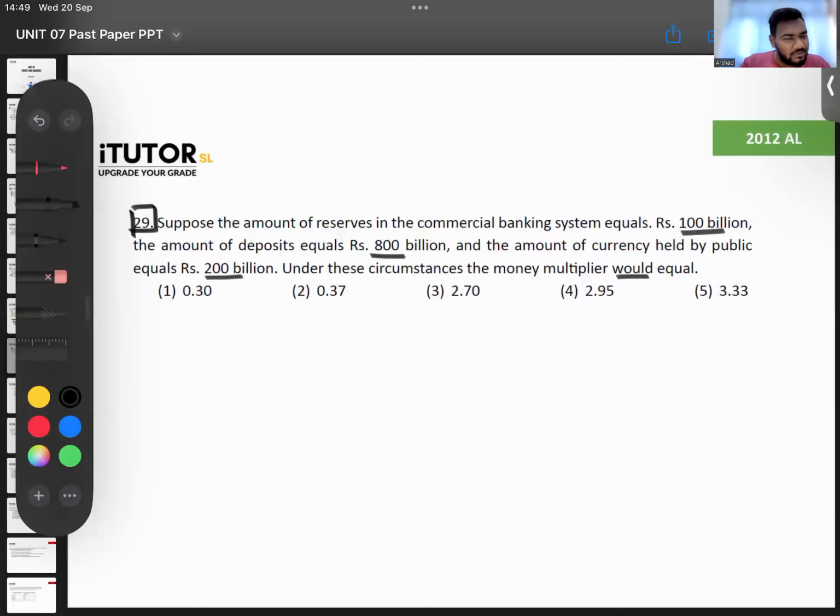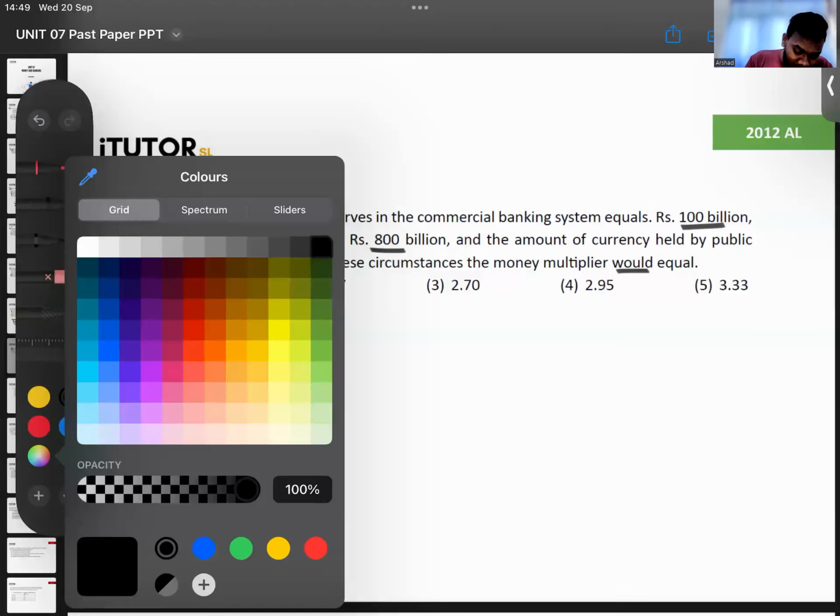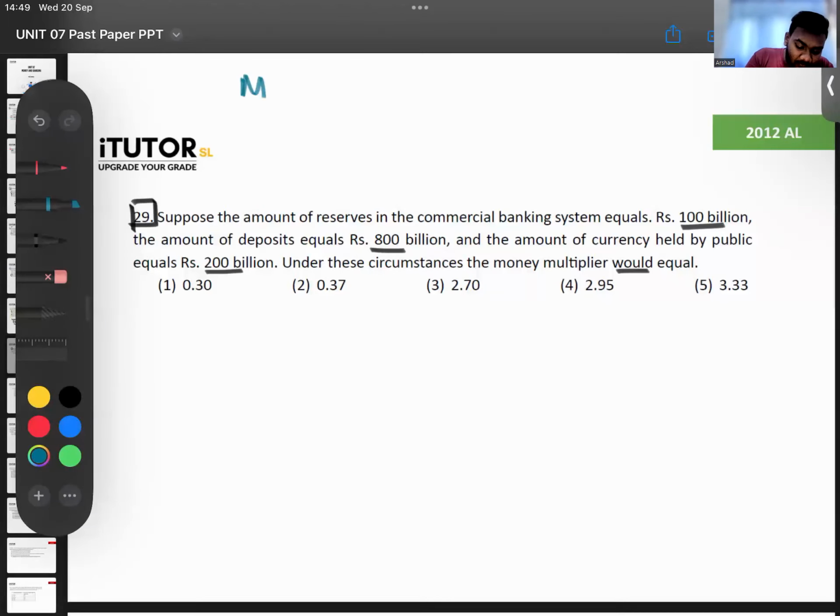Money multiplier and deposit multiplier are two different things. Deposit multiplier is 1 divided by SRR. How do you calculate the money multiplier? The money multiplier is equal to your money supply, MS, divided by your high-powered money. Money supply divided by high-powered money.